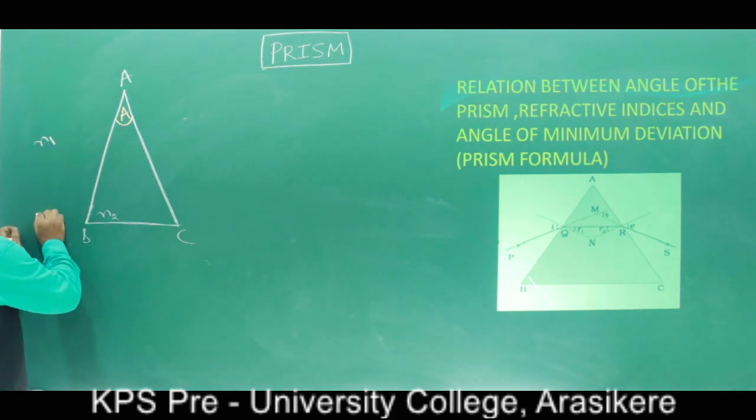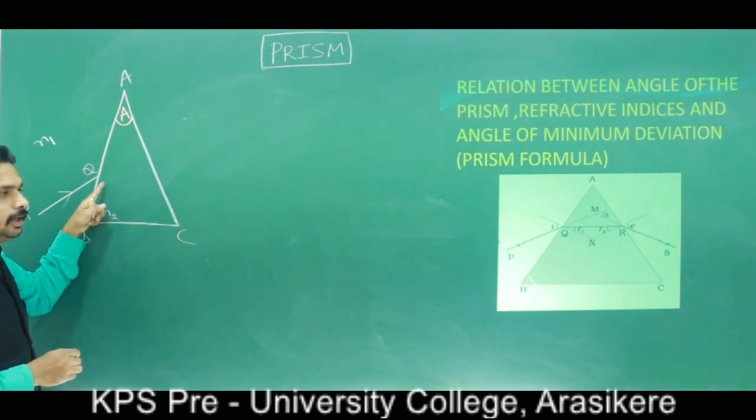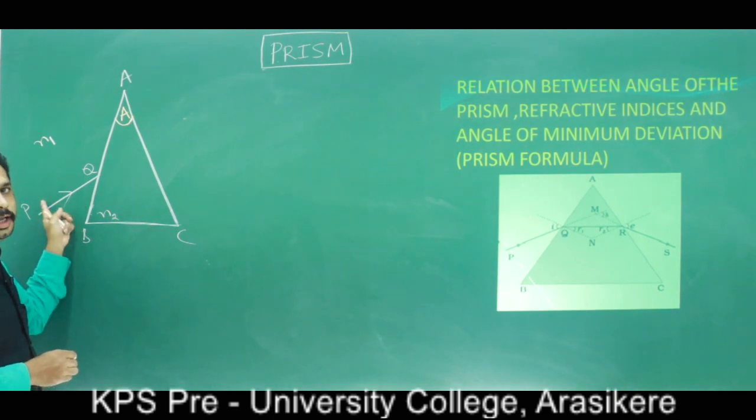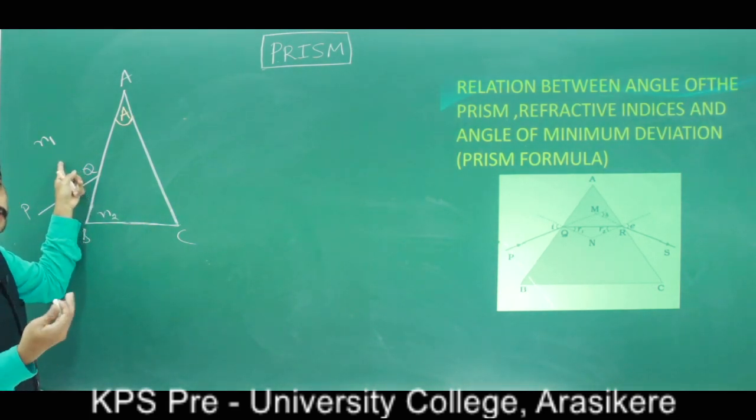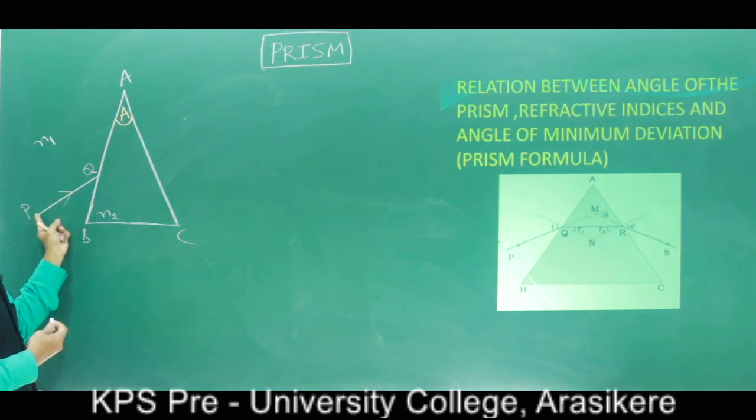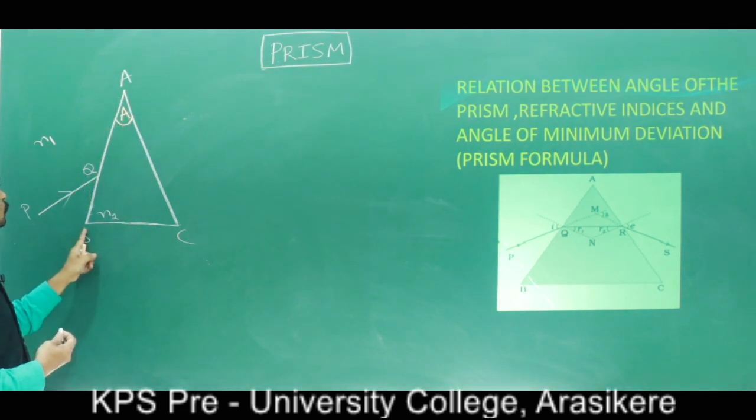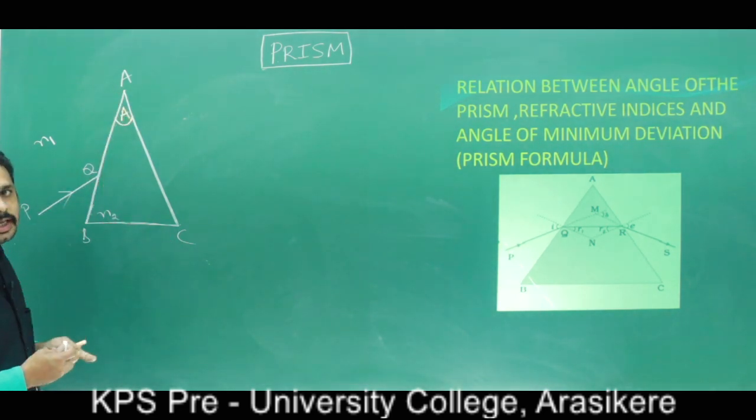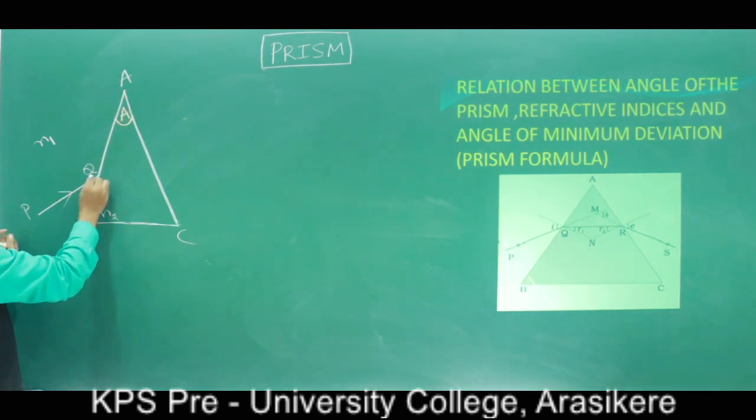Now consider a ray of light, PQ. PQ is the ray of light. The ray of light travels from one medium to another medium. Here, assume the surrounding medium is air. The ray of light travels from air to glass. The prism is made of glass. It consists of two surfaces, AB and AC. The ray falls on the first surface, AB.